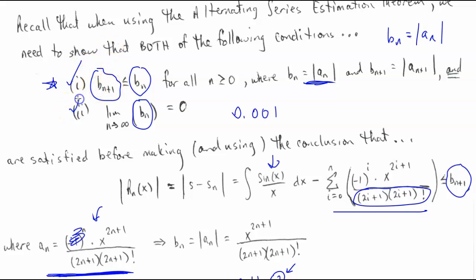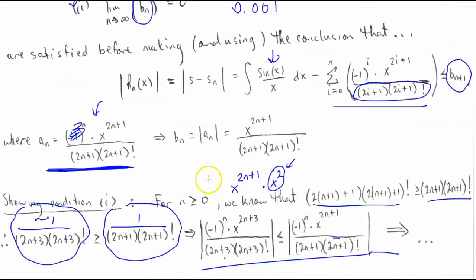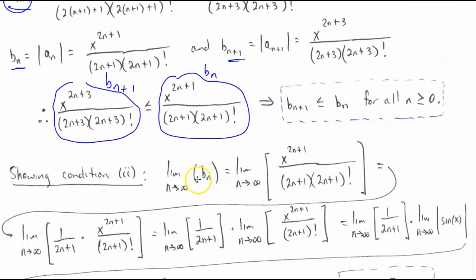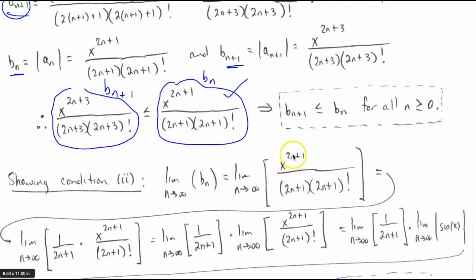Of course, the second condition is easy. I know what b sub n is. I just take the limit of it as n approaches infinity and hope that it ends up equaling 0. And so that's what we'll show next. So the limit of what our b sub n is, which is, of course, all this stuff here.